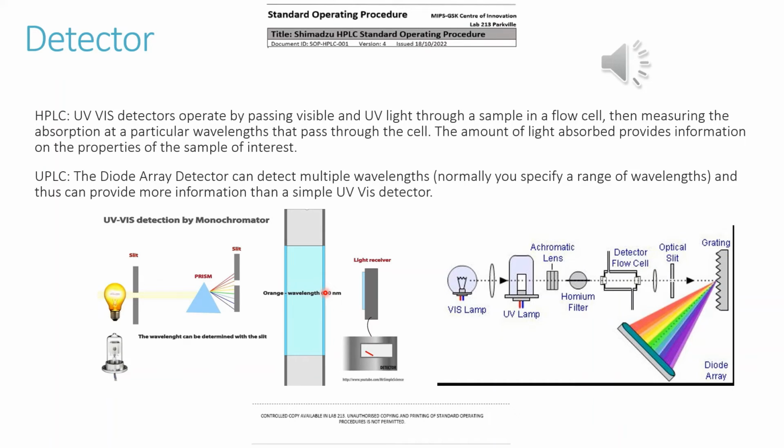Detector. On the HPLCs, there are UV-vis detectors, which operate by passing visible and UV light through a sample in a flow cell, and then measure the absorption at a particular wavelength. The amount of light absorbed provides information on the properties of the sample of interest. For the UPLCs, there is a diode array detector, which can detect multiple wavelengths at once, and thus can provide more information than a simple UV-vis detector.